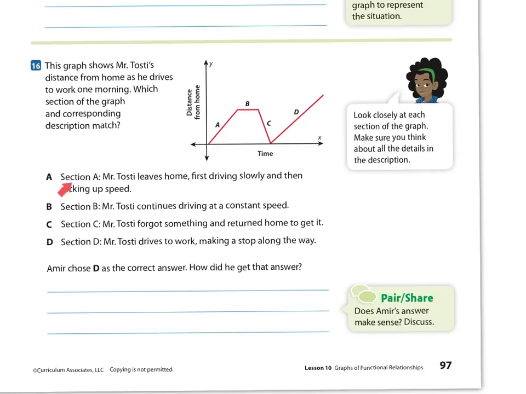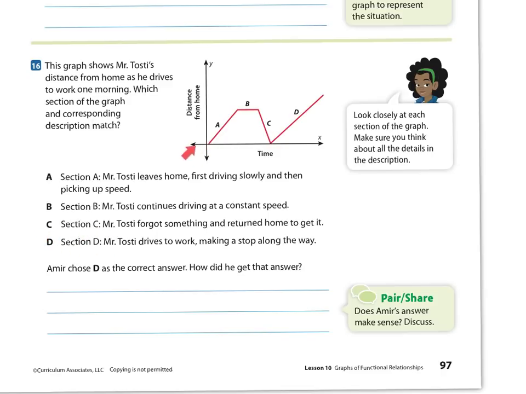Now let's read A. It says section A, so this part right here, it says that he leaves home, and it makes sense because he mentioned distance from home. When he's at home, it's going to be at 0. If he's leaving home and he starts driving slowly and then picks up speed, this is not picking up speed. This just looks like it stayed the same. So that shouldn't be the case. Then B, it says, continue driving at a constant speed. That means that it's going to be a horizontal line all across. So, not happening.